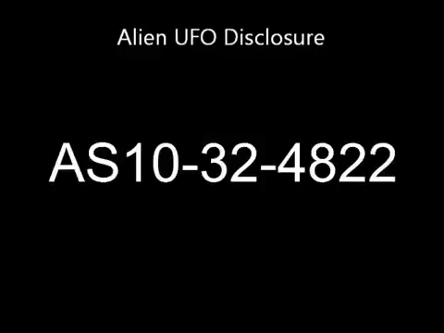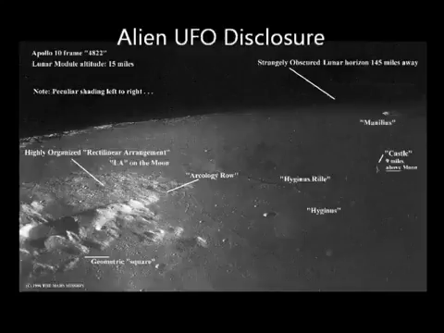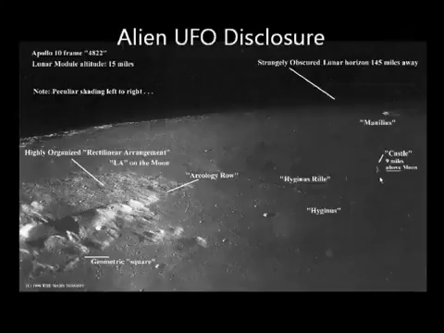AS-10 324822. This is the famous castle picture. Apollo 10 frame 4822. And this is taken from Mr. Hoagland's book. And as you can see here, this is the famous castle, 9 miles above the moon.